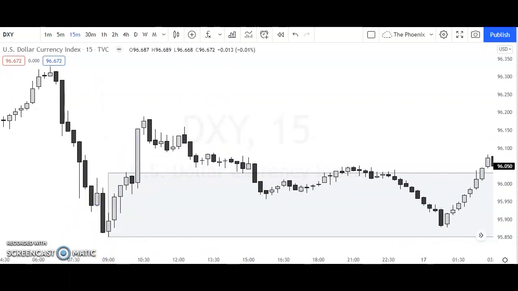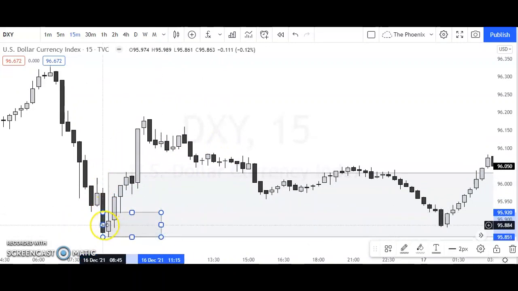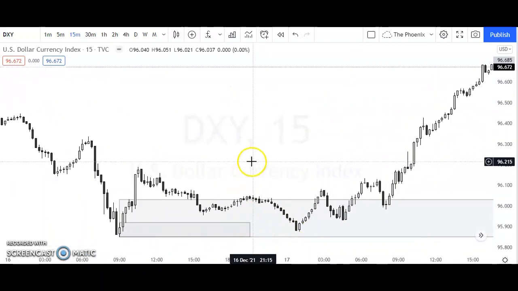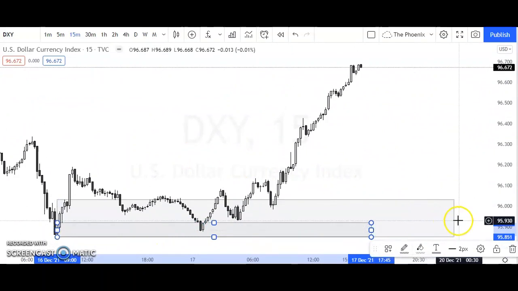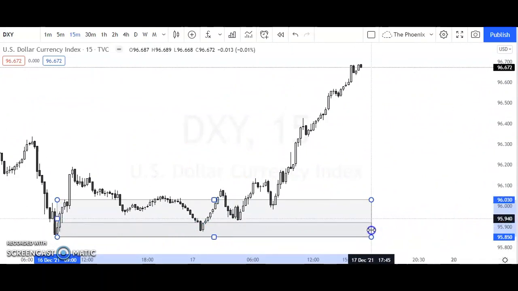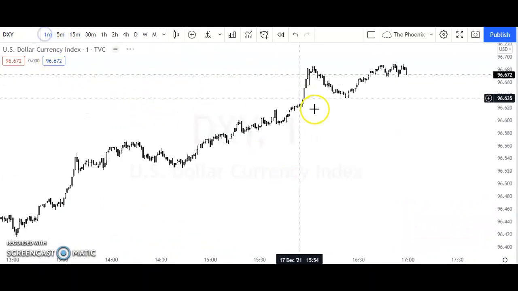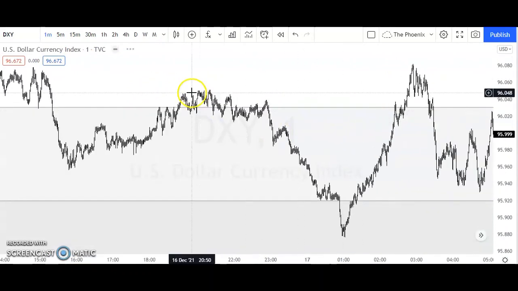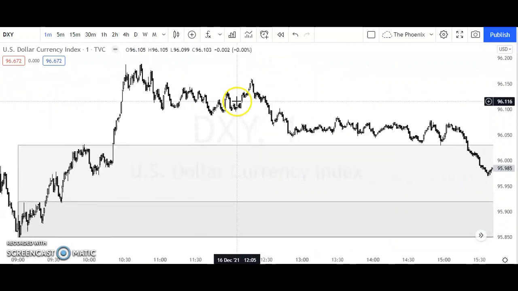All right, so this would be the new block. Then I'm going to go straight to the 1 minute, because you can skip the levels in between depending on where you want to take your entry from.